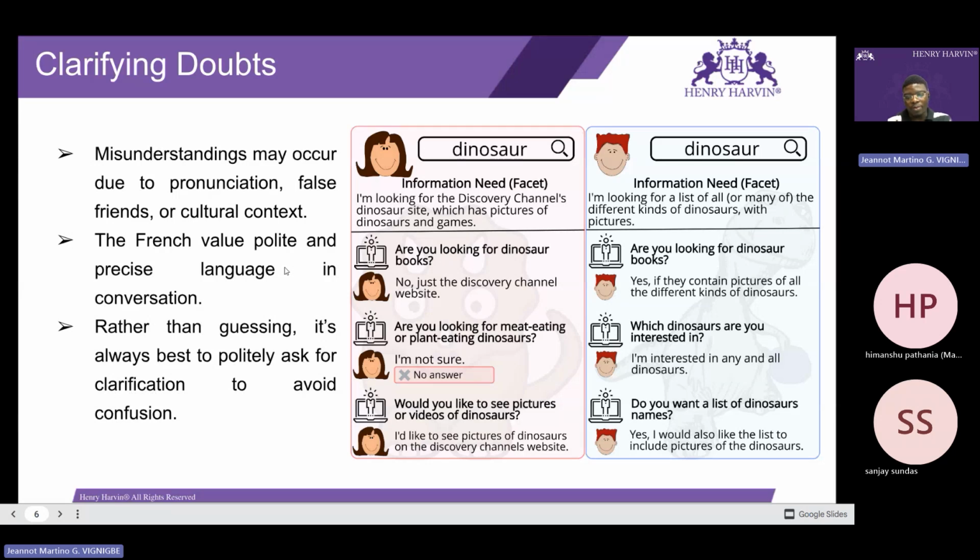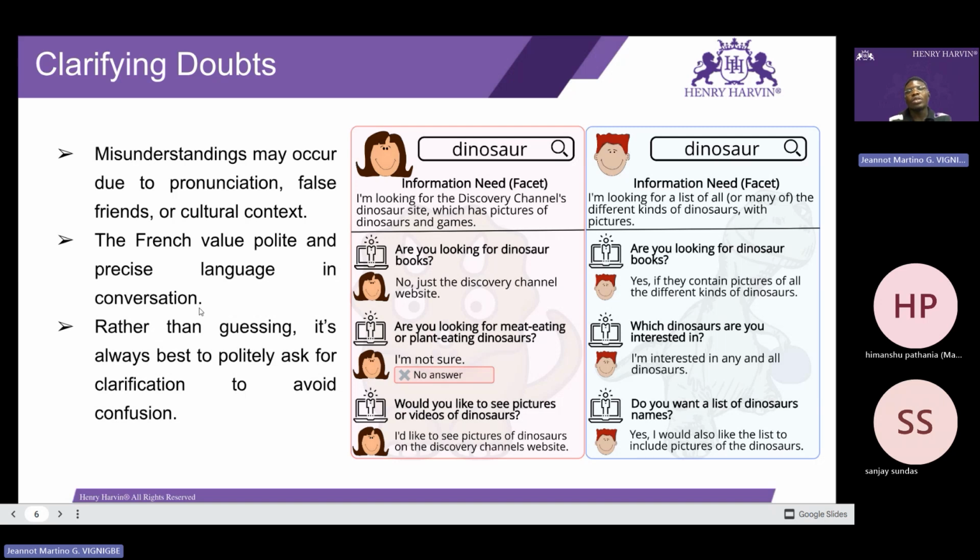So you have to keep in mind that the French value polite and precise language in conversation. So rather than guessing, it's always best to politely ask and clarify to avoid confusion. Whenever you are speaking with someone and you don't understand what he's saying, or you don't get his point, you can ask him to repeat again so that you can understand properly. Because let's say you are trying to guess what the person said and you got it wrong, it might lead to miscommunication and misunderstanding.